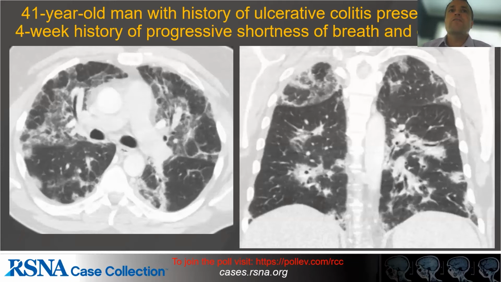This is a 41-year-old man who has a history of ulcerative colitis, presents with a 4-week history of progressive shortness of breath and dry cough. We have an axial CT scan on the left and a coronal CT scan on the right. Importantly, this patient presented before the COVID-19 pandemic happened.